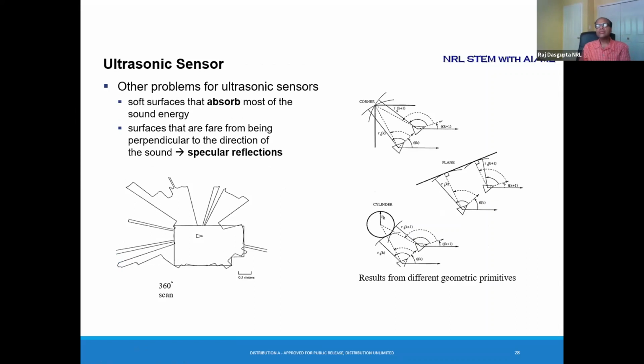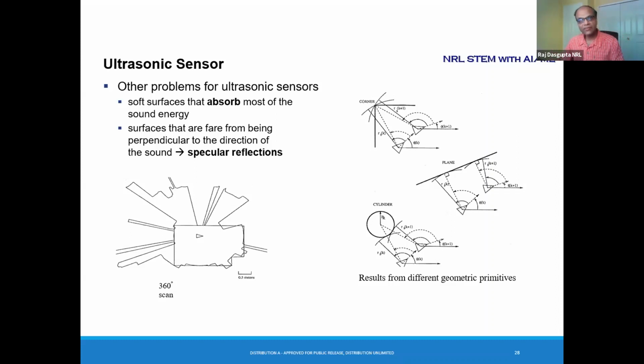Now let us talk a little bit about the limitations of this ultrasonic sensor. Well, first, let me talk about the advantages. It's a very lightweight sensor. It's very easy to put on the robot. And it's also very cost effective. It costs hardly $5 or $10 for the sensor.